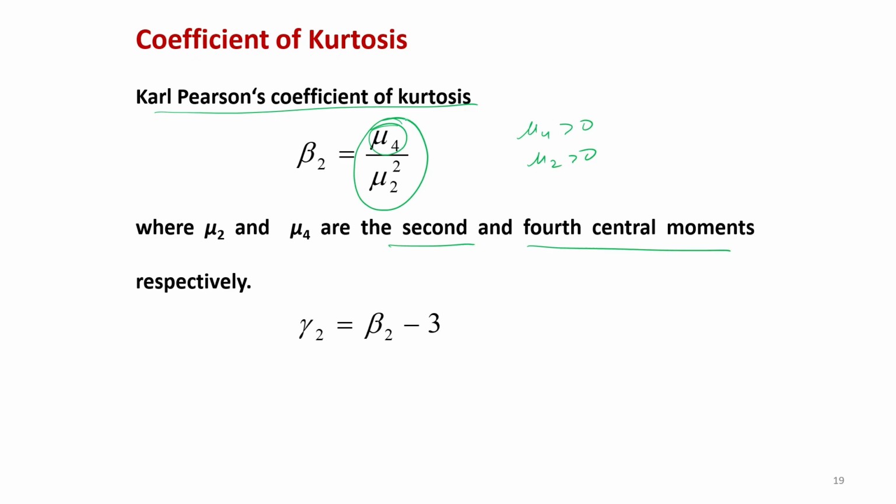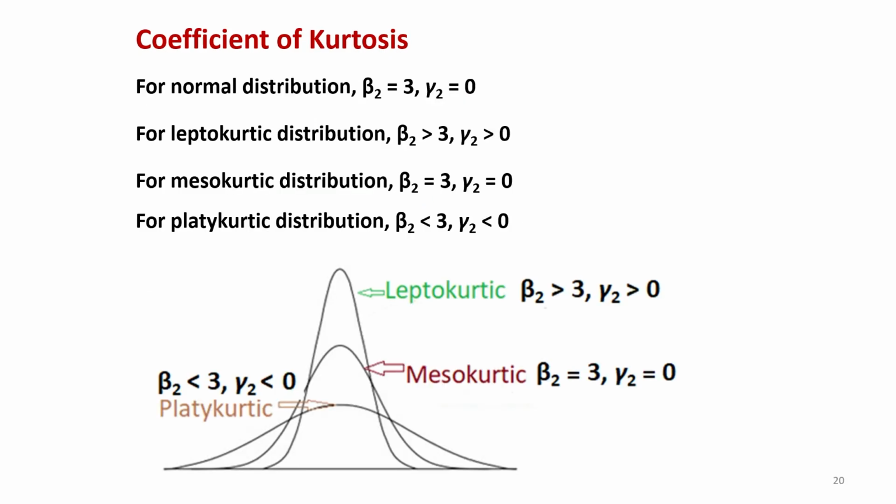So, this coefficient mu4 upon mu2 squared is denoted by beta 2, and we also define one more alternative coefficient, gamma 2, which is beta 2 minus 3, right. Now, how do we take the decision between these two? For a normal distribution, the value of beta 2 comes out to be 3 and the value of gamma 2 comes out to be 0. So, now we can define the limits for leptokurtic, mesokurtic and platykurtic.